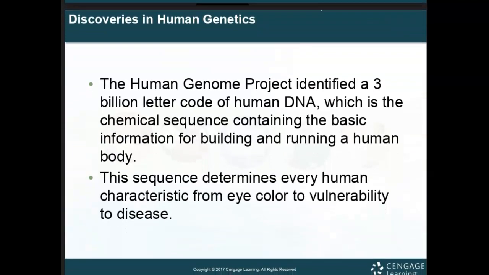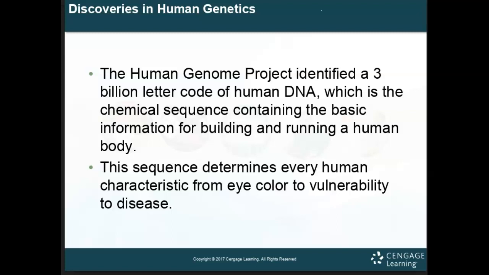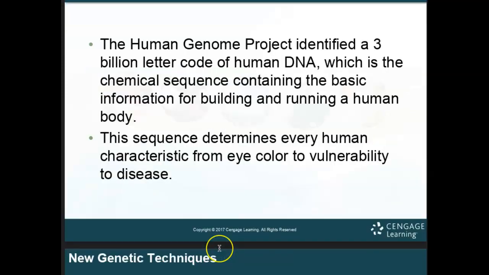And then there's discovery in human genetics. Human Genome Project identified a 3 billion letter code of human DNA, which is the chemical sequence containing the basic information for building and running a human body. The sequence determines every human characteristic from eye color to vulnerability to disease.